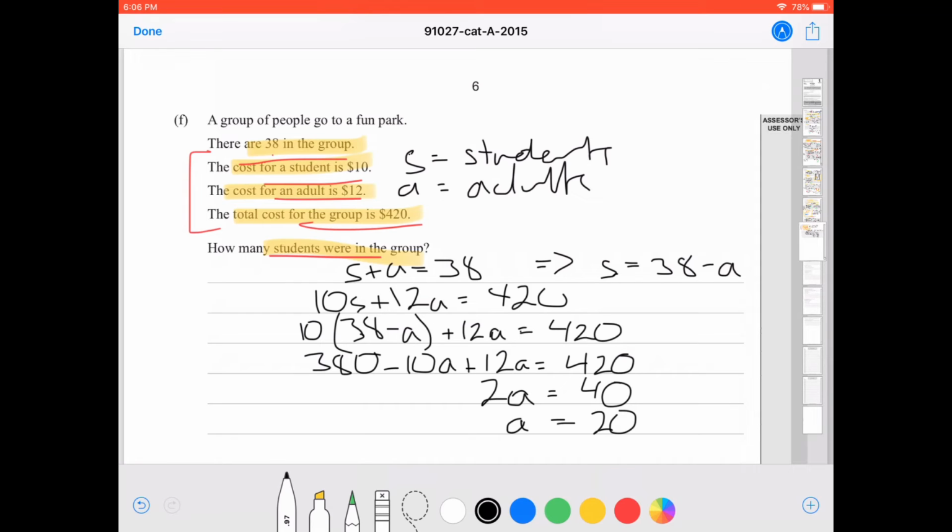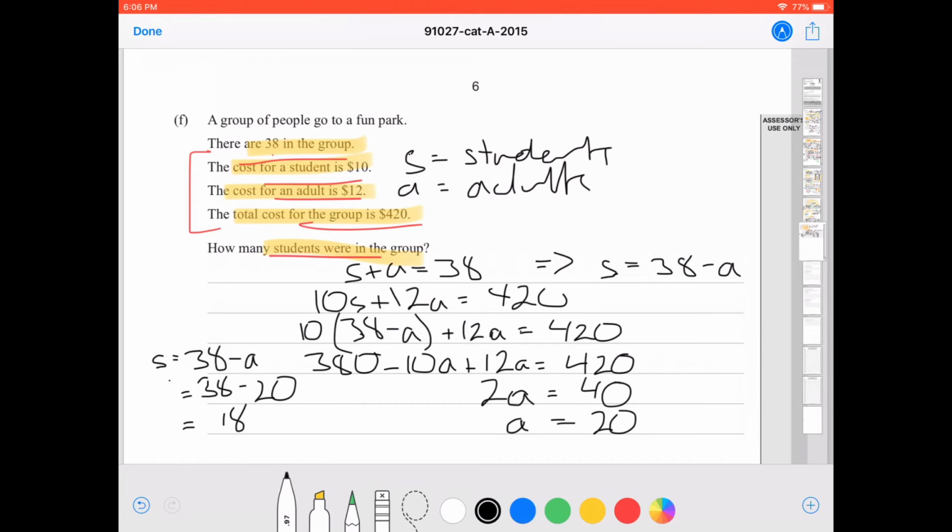We're looking for the number of students, and according to our equation, the number of students can be found by saying S equals 38 minus the number of adults. And so 38 minus 20 here. And so that means there must be 18 students in the group.